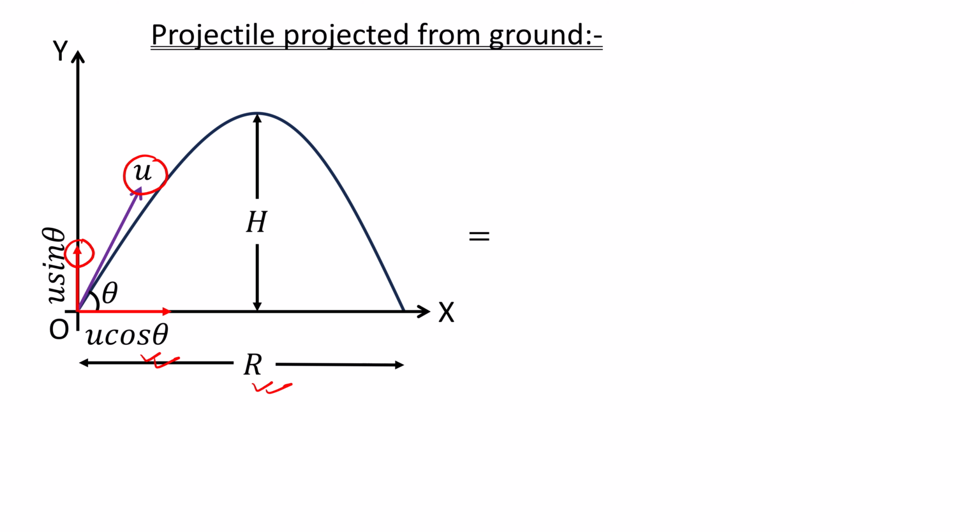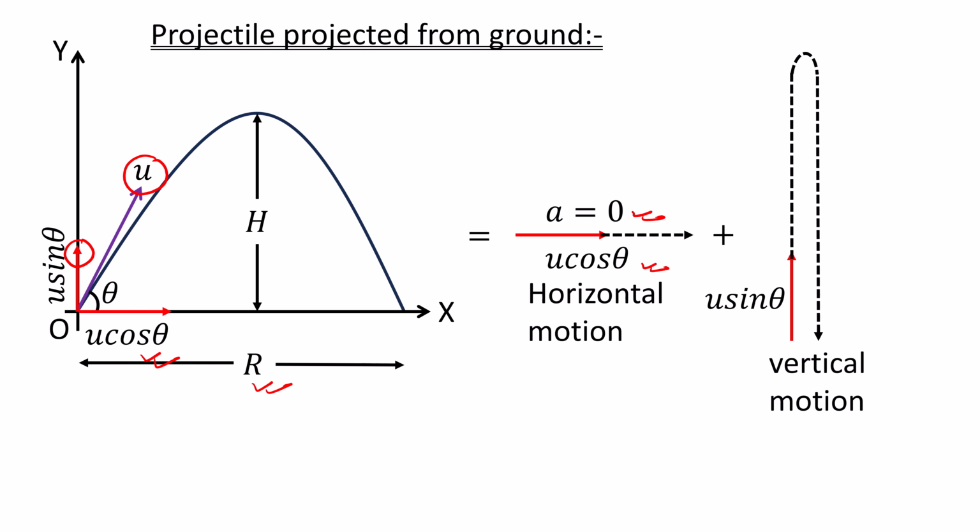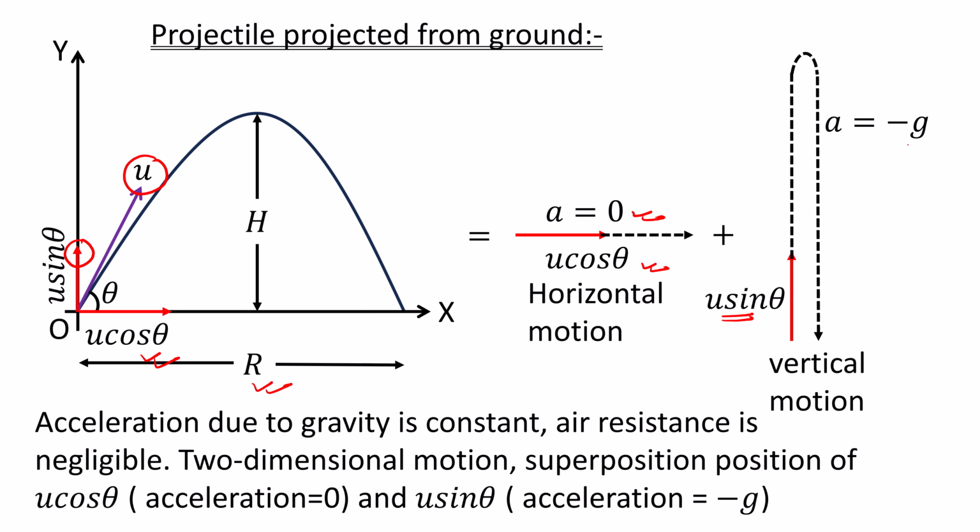This projectile motion is a combination of two motions: one horizontal motion where the velocity is u cos theta and the acceleration is 0, and next vertical motion where the velocity is u sin theta and the acceleration is minus g. Okay, acceleration due to gravity is constant, air resistance is negligible. Two-dimensional motion is a superposition of u cos theta where acceleration is 0 and u sin theta where acceleration is minus g.